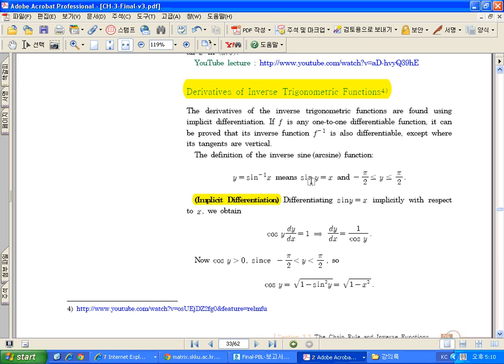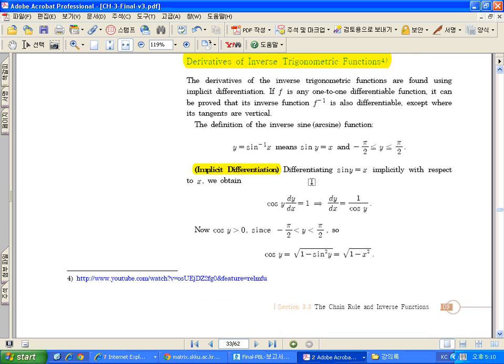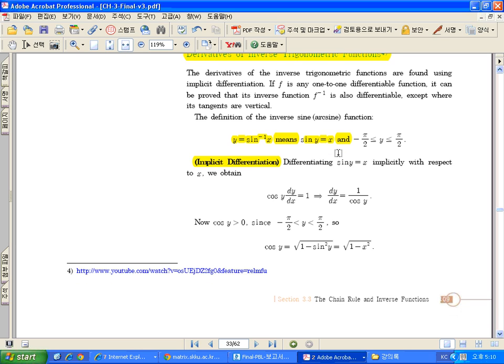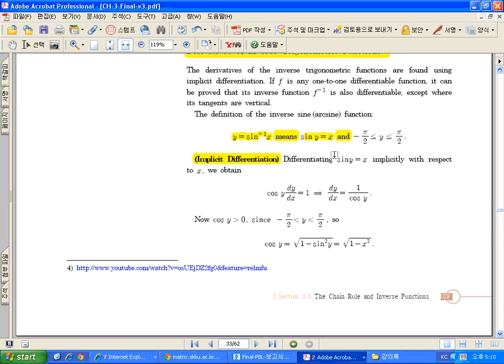Derivatives of inverse trigonometric functions. Okay. You must have seen these functions, which means sin inverse x equals y. Okay. And then differentiate sin y is equal to x implicitly with respect to x, then you can have this one. Differentiating both sides with respect to x gives us this. From here we can find dy/dx, which is 1 over cosine y. Isn't it? Okay.